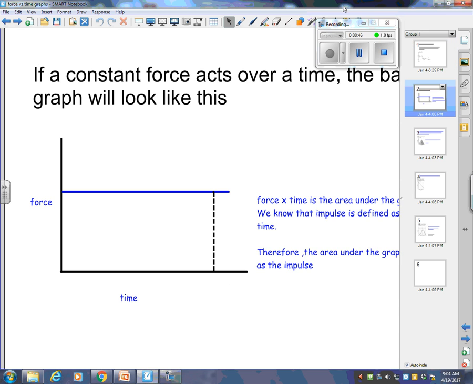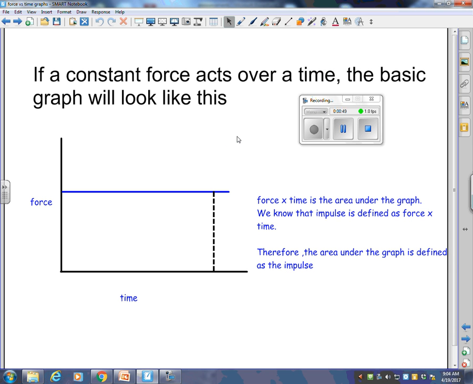Okay, so some general theory. I would not really worry about writing any of this down. Just sit back, enjoy, soak it all up. If a constant force acts over time, the basic graph will look like this, right? If you've got a force versus time graph, and it's a constant force, it means the graph remains constant, nice and straight like that, right?